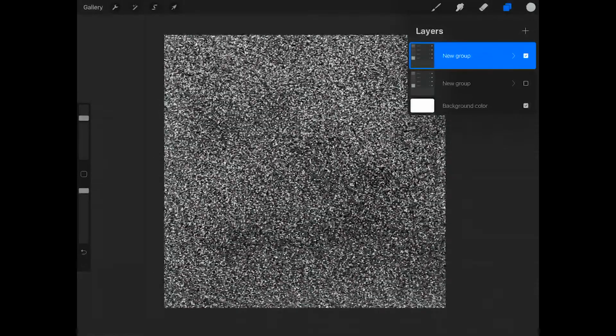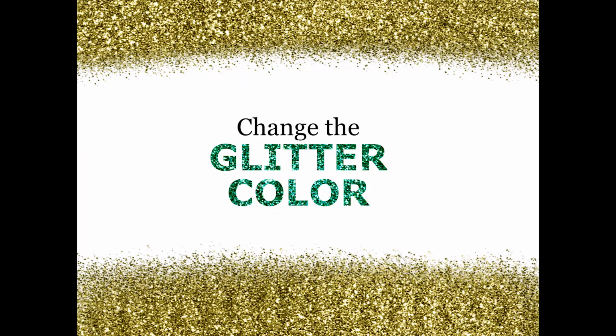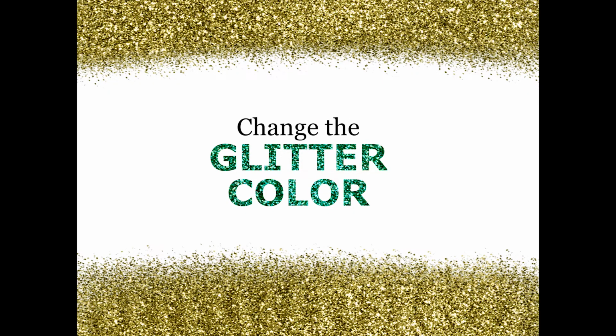And now we have a copy of that silver glitter, so if you want to change it later, you can. And on this top group layer, tap on it and then tap flatten. So now you can change the color of this glitter texture.